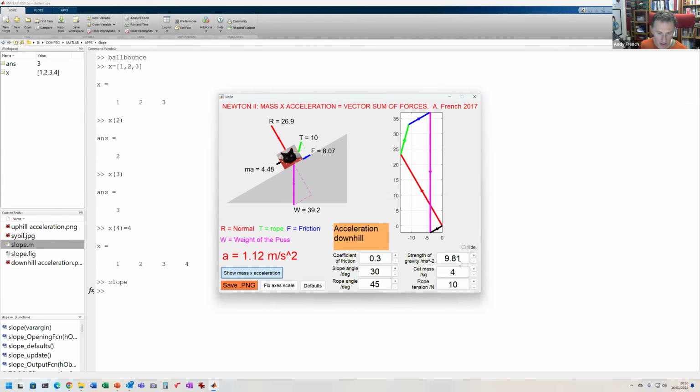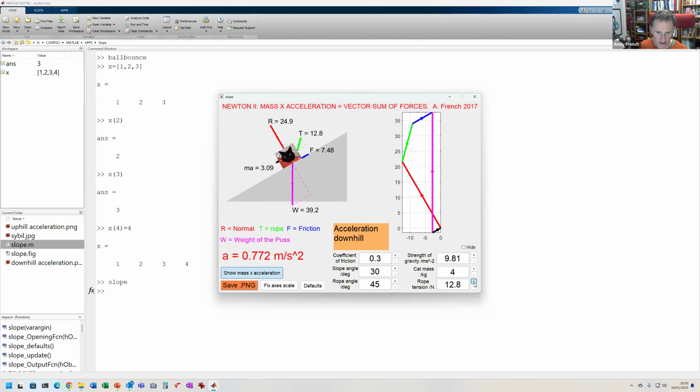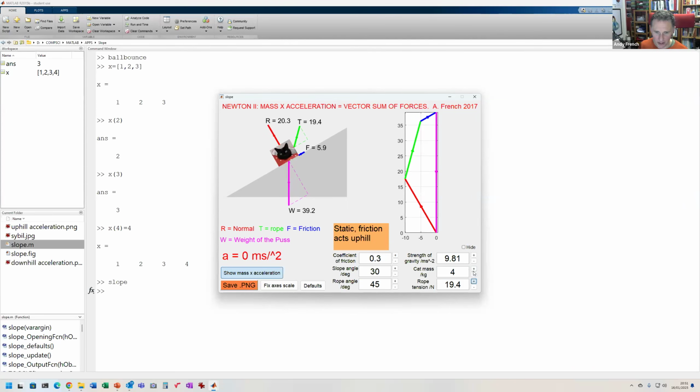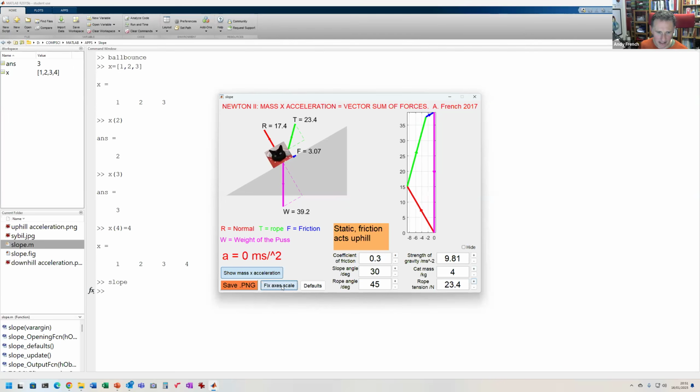Now, if I increase my tow rope, if I make that bigger, you can see everything else calculates. My graph dynamically changes, and you can see the mass times acceleration is getting smaller and smaller, and eventually we get to equilibrium. There we go. And in fact, now the text changes. We've got a closed polygon, and everything else moves. I can fix the axis scale to make that a bit easier. There we go. All right, and eventually your friction will start to reverse. And now the cat's still static, and now she's accelerating up the hill.